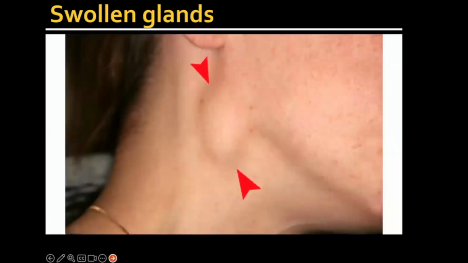Here is a swollen lymph node. Look at that. That's a pretty serious infection right there. I mean, not only could you feel it, but you could see it.